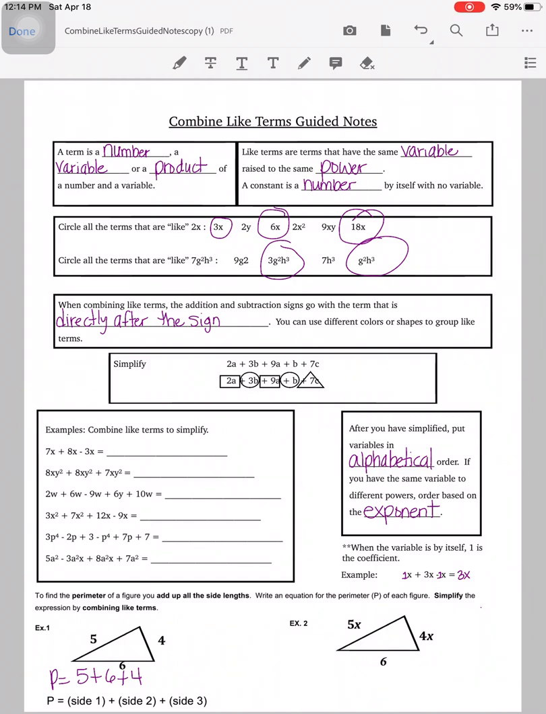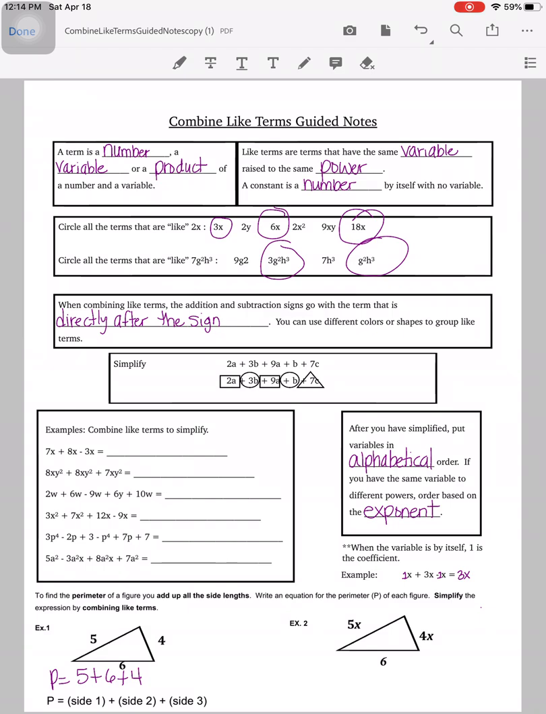All right, guys, today we're going to simplify expressions by combining like terms. We see a term as a number, a variable, or a product of a number and a variable. And like terms are terms that have the same variable raised to the same power. A constant is a number by itself with no variable. So in the first section, it says to circle all the terms that are like 2x.